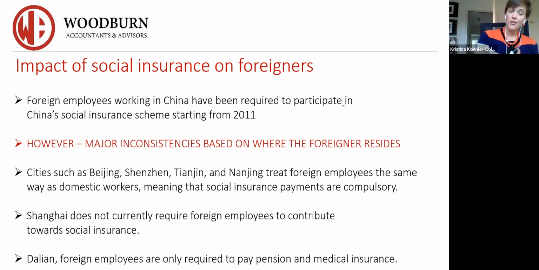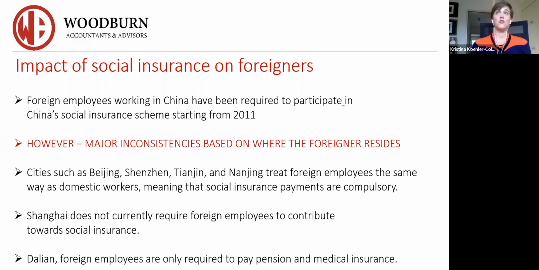On the other hand, Shanghai does not currently require, and we're talking about now 11 years down the line, still does not require foreign employees to contribute towards the social insurance. In Dalian, foreign employees are only required to pay pension and medical insurance and none of the other mandatory insurances. So I want people to also realize that when you are seconding or you have a team of foreigners on the ground in Shanghai, it is not mandatory to pay it, but you can if you want.